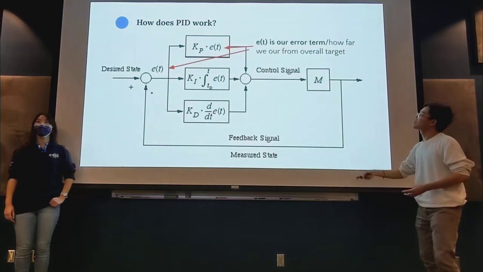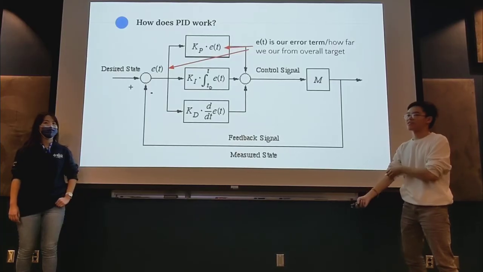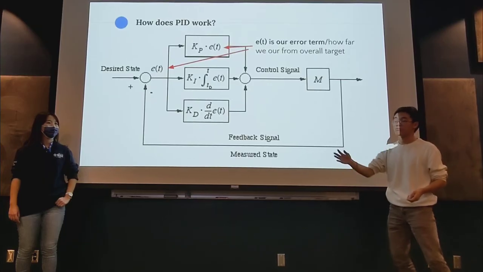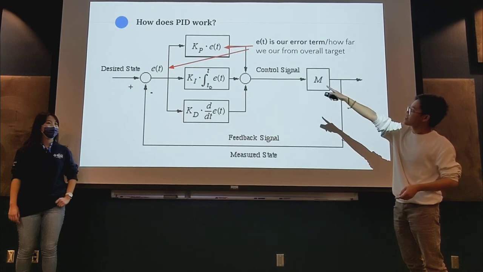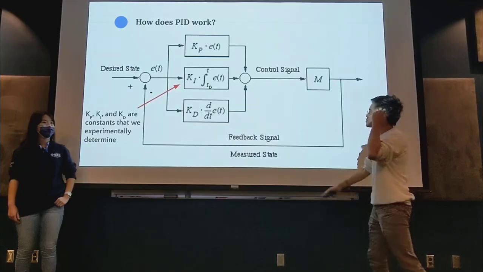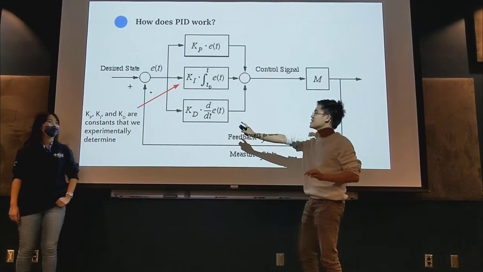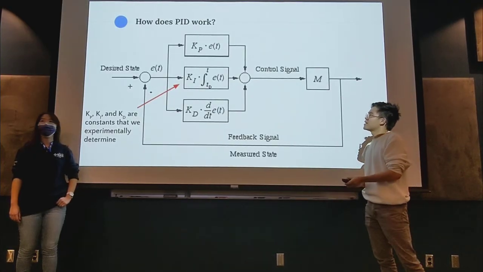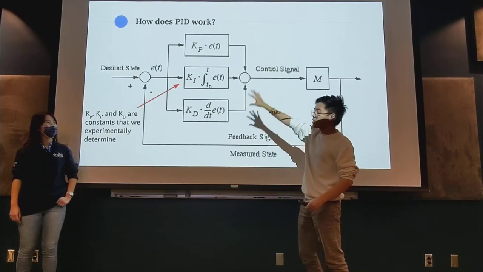If we go more in depth, this talks about the error. In code, we will measure from our encoders what our current error state is, how far away we are from the goal. Then you can see that error term is passed to each of these 3 sub-blocks. Each of these has a KP, a KI, and a KD. Those are constants that we experimentally determine. Just remember all the K's are constants.